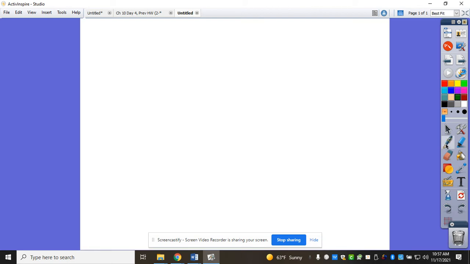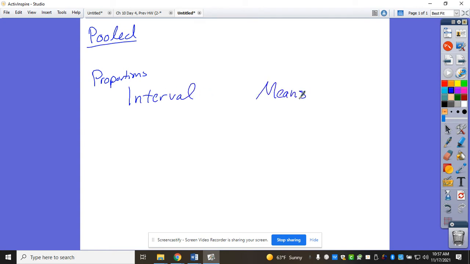I want to talk about something, and you don't need to write this anywhere. So with proportions, we have two things. We have an interval, we have a mean. When do we use interval and test? When do we use pooled?